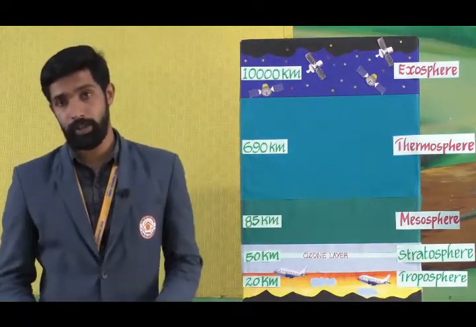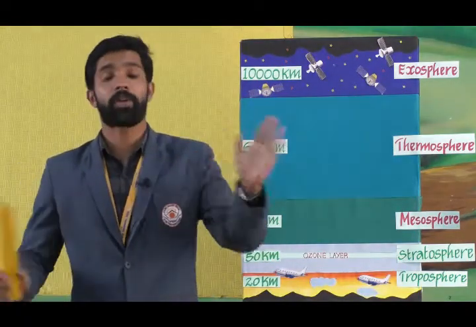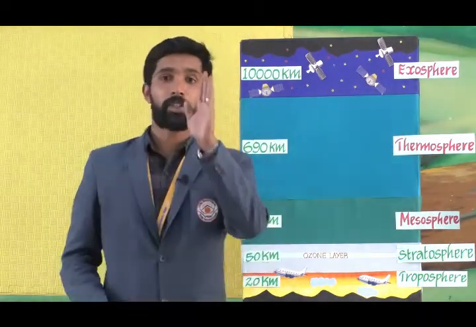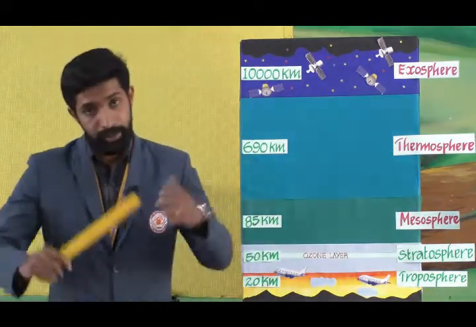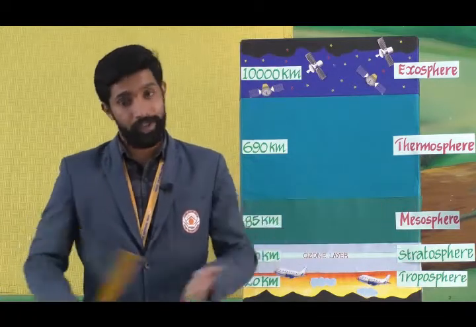In the lower part of the stratosphere, the temperature remains constant. In the upper part of this layer, there is a gradual increase in temperature.